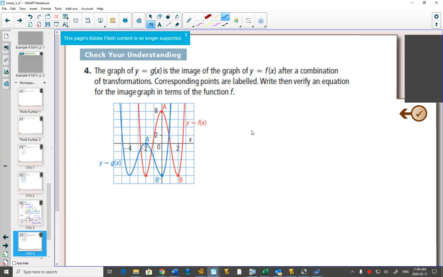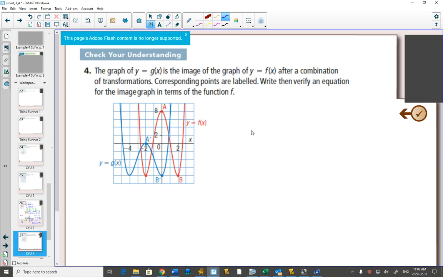So in section 3.3, we did one of these graphs where both graphs were given and we had to work backwards. In this section, they get a little bit more complicated because now we have both stretches and translations. So they've given us the graph of g of x, and they've told us that it's the image after something's happened to f of x.